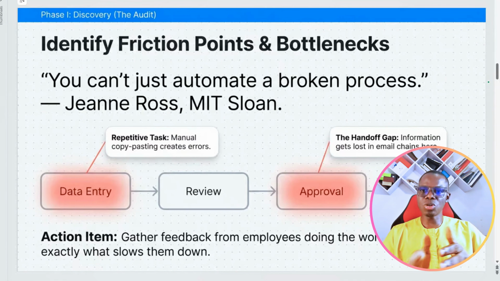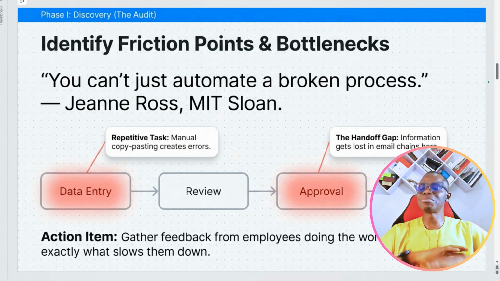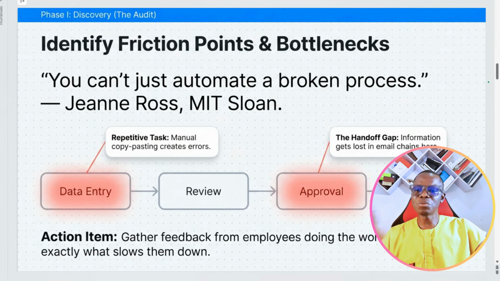Phase one still continues. Then you identify the friction points and the bottlenecks. Like I said earlier on, you can't just automate a broken process. This is the word of Jane Rose. You can't automate a broken process. In reality, you want to look at it. Oh, this is the data entry. This is where you start from. Oh, the manual copy and pasting. What do we do regarding that?